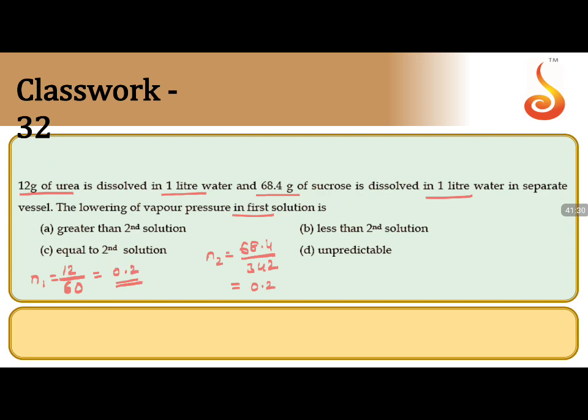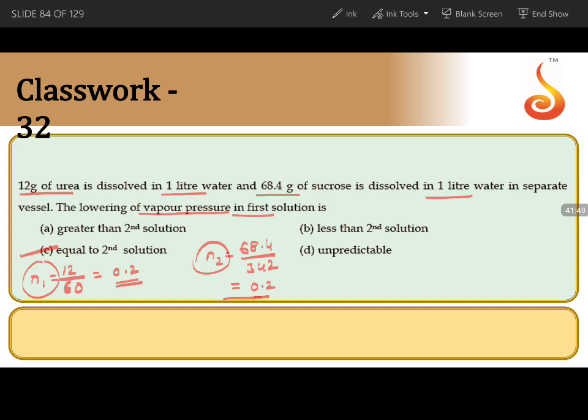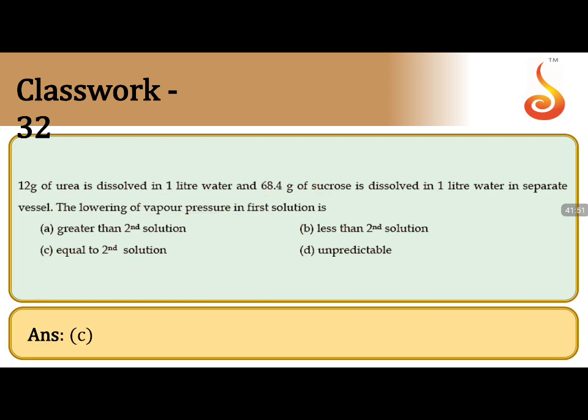If you have the same number of moles, the colligative property depends only on the number of particles. Lowering of vapor pressure is a colligative property. It depends purely on the number. If the number is the same, the property remains the same. So the answer is option C, equal to the second solution.